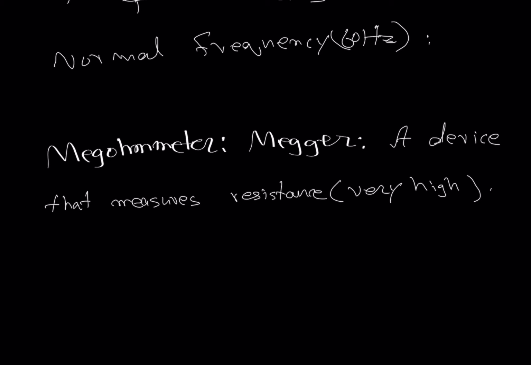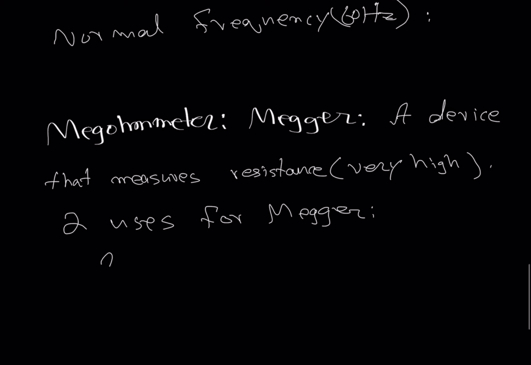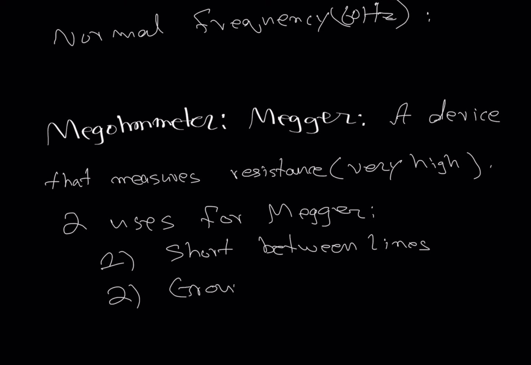We check it with a Megohmmeter or Megger to see if it is shorted in between the lines or if it is grounded to the lines. So there are 2 uses for a Megger. One, for short between lines. Two, for grounded circuit.